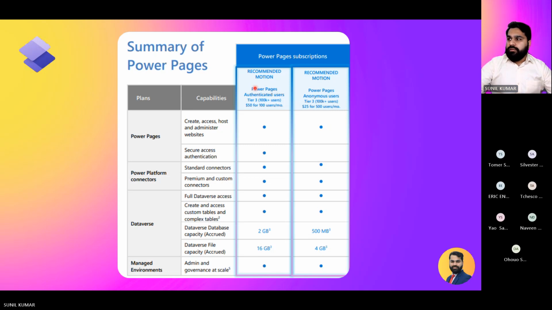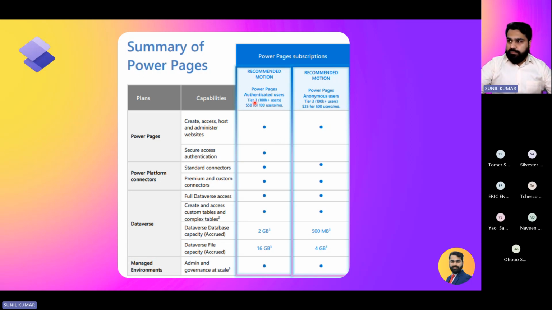Okay. So the Power Pages authenticated user license will also be assigned to the tenant. The Power Pages anonymous user license will also be assigned to the tenant.